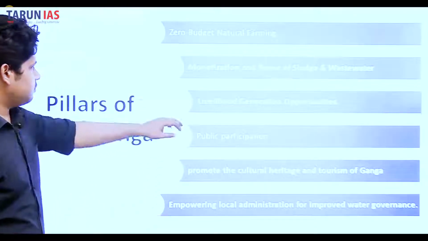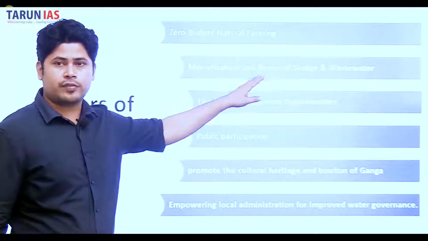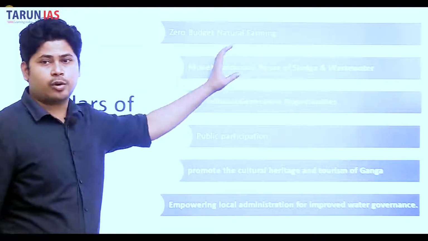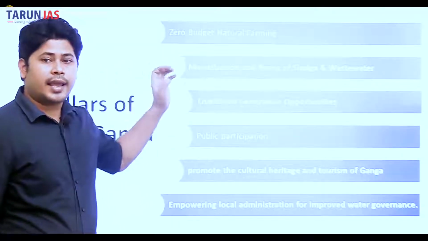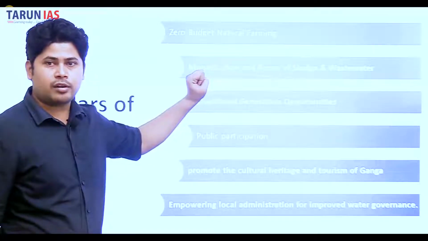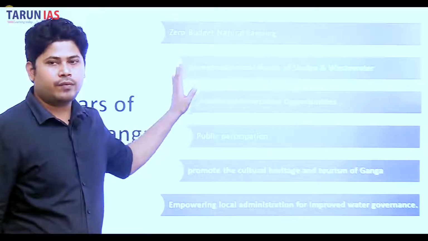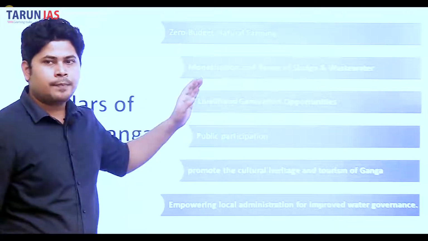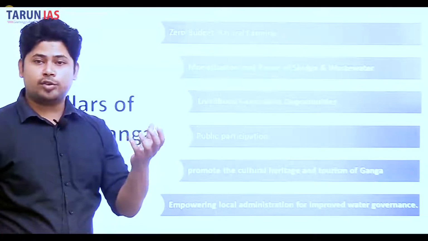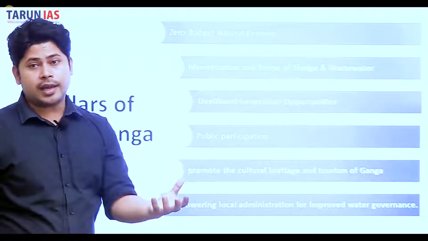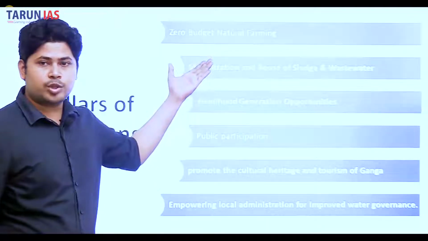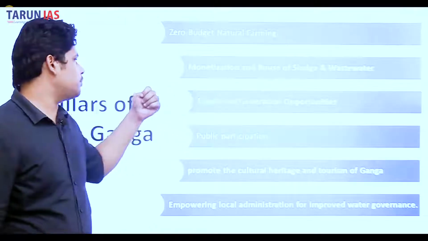Monetization and reuse of sludge and wastewater. All these cities that are located on the banks of this river can monetize by selling the sludge. It is called night soil. When the sludge and the sewage is treated, the outcome of that sludge treatment is night soil. Actually, it can be used as a fertilizer, organic fertilizer. So cities can monetize upon that, and the municipal corporation of the cities can earn from that also.